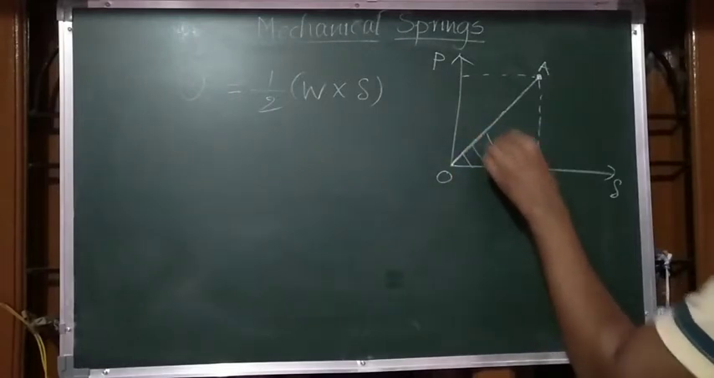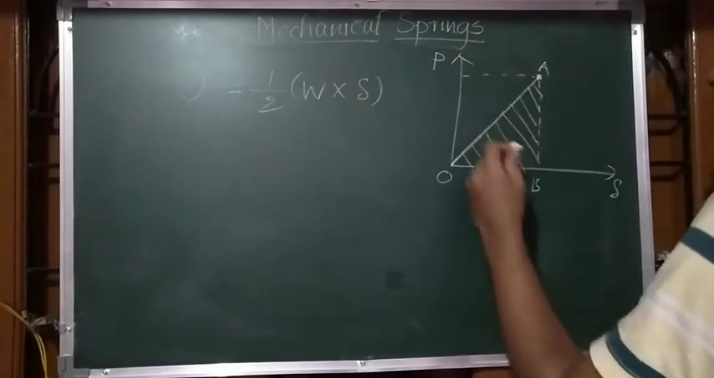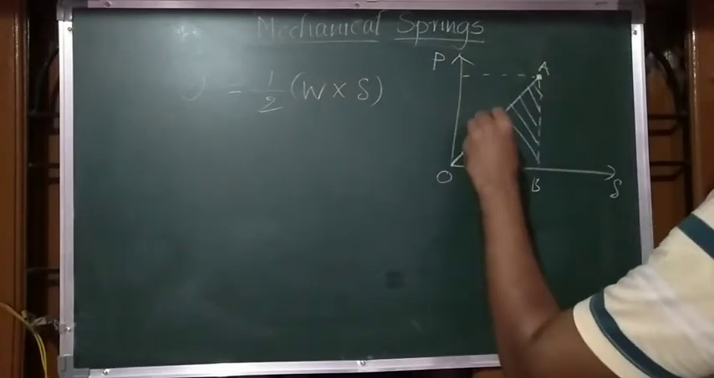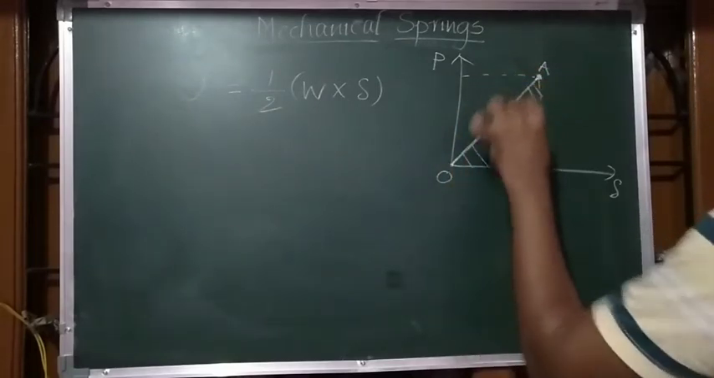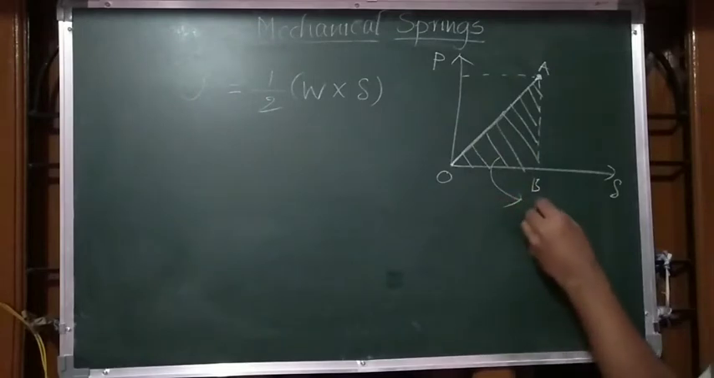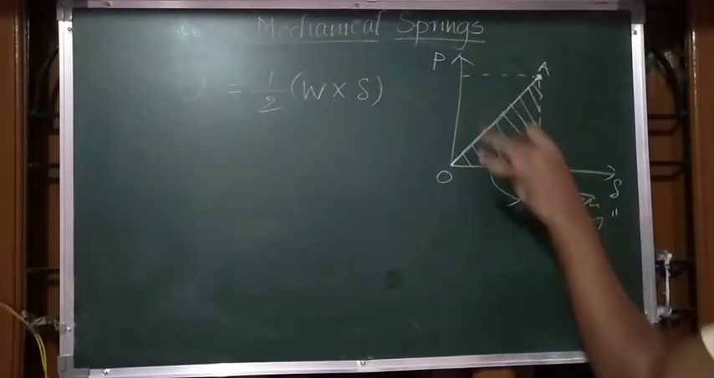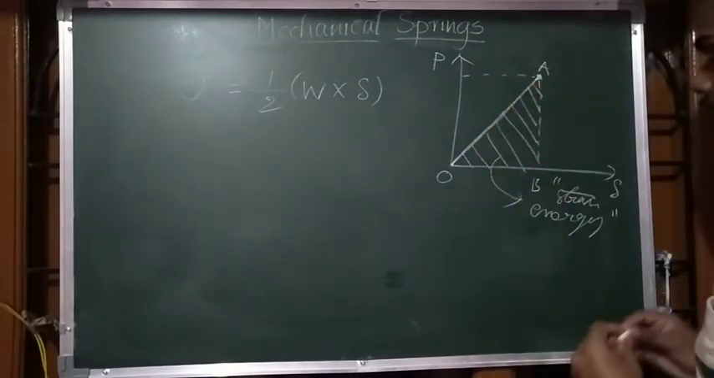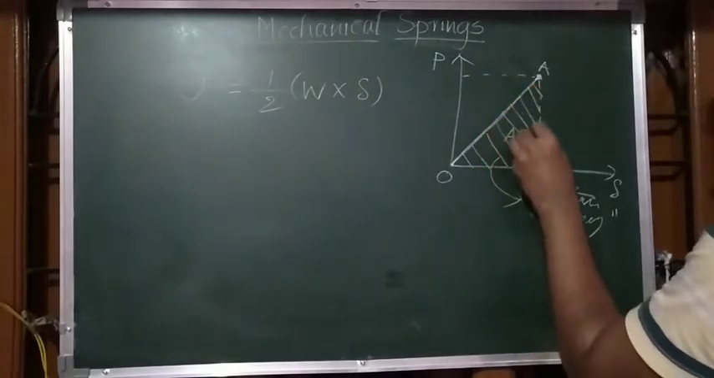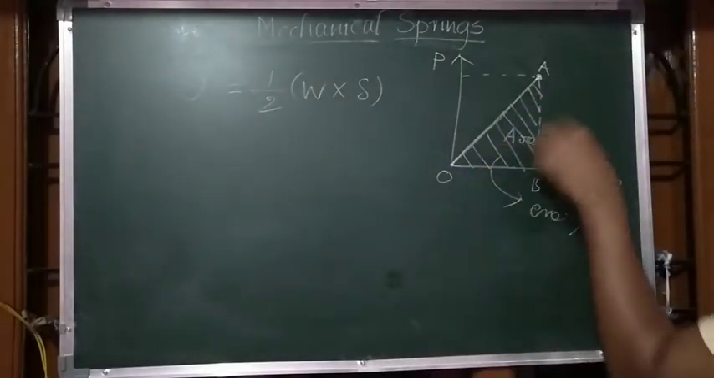I already explained this in my last video. OA is the load deflection line, and the area below this load deflection line is known as the strain energy, or elastic potential energy, stored by a spring. This much amount of energy the spring can store. So we have to find this area. Let's say OAB, this is a triangle.